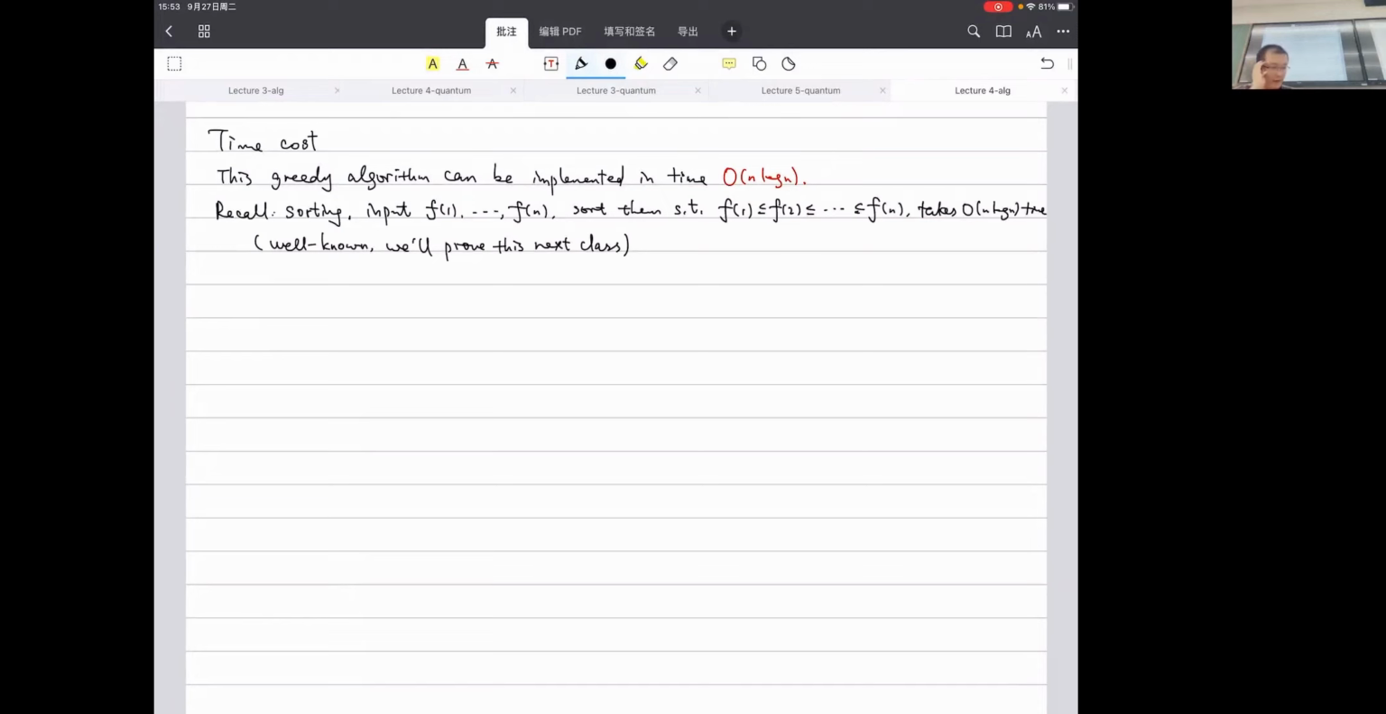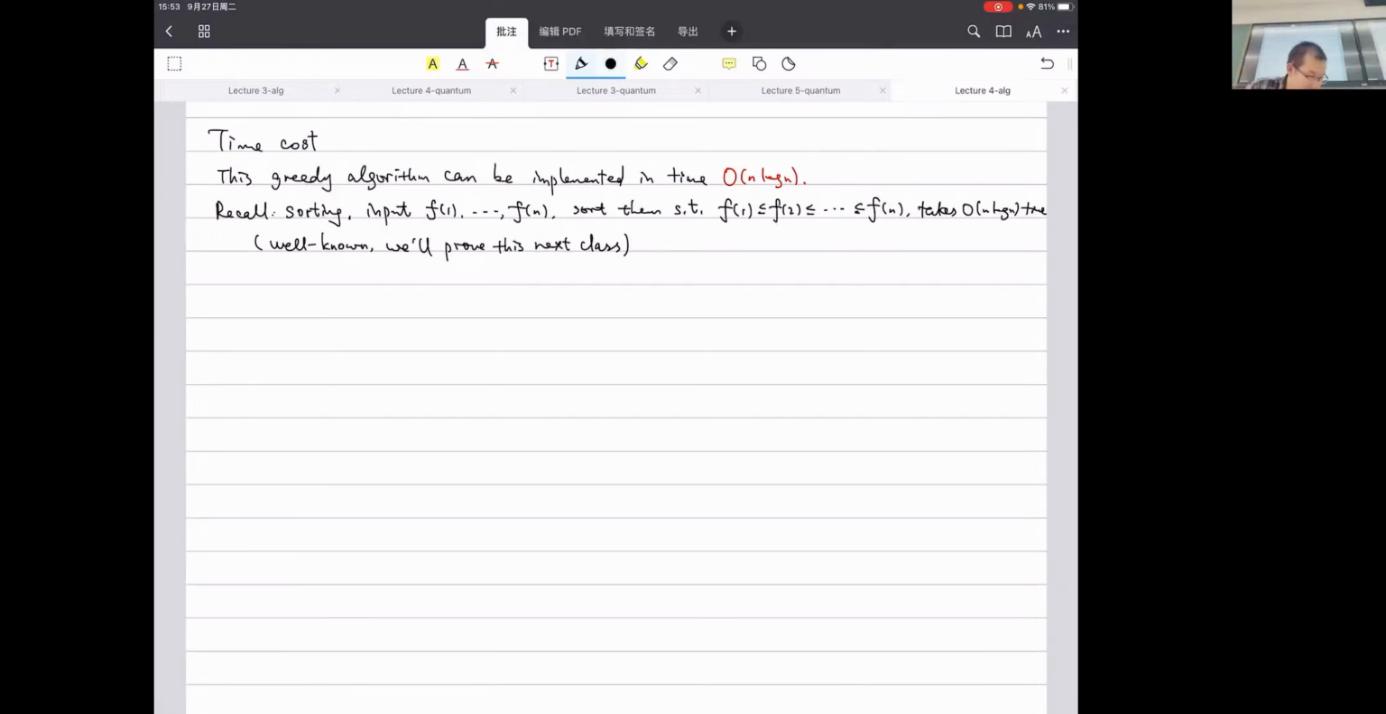For the first homework, we have a related problem here. In the next class, we will talk about divide and conquer algorithms and merge sort, so we will reprove this. But in this class, I take it for granted that sorting takes time O(n log n).